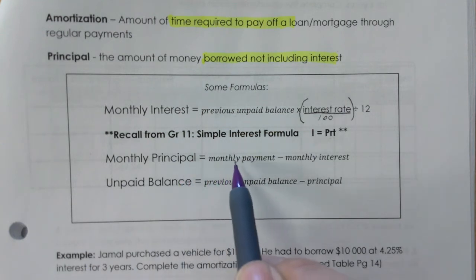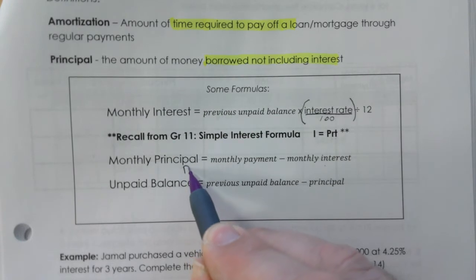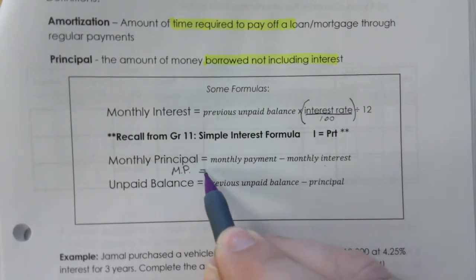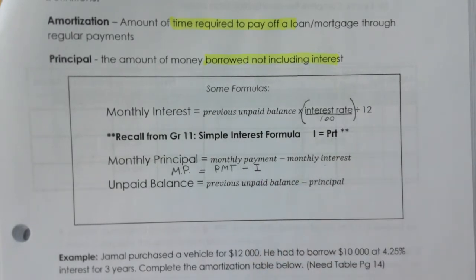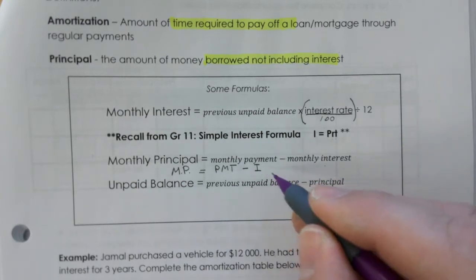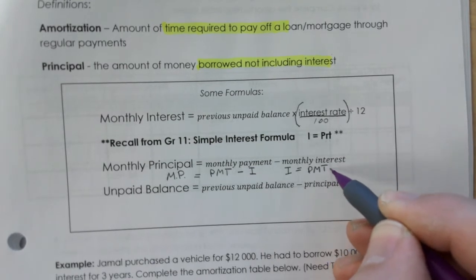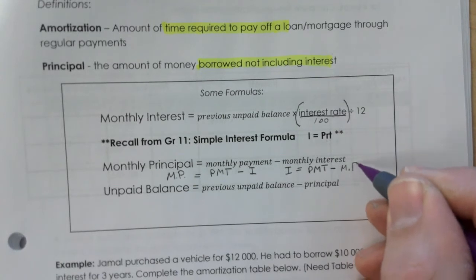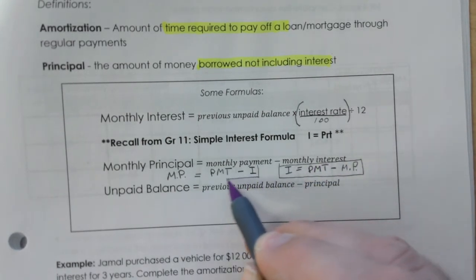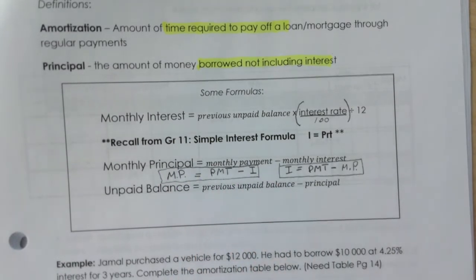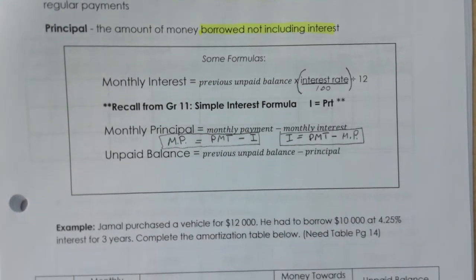Monthly principal would be the payment minus the interest. So the monthly principal, the MP, is going to be equal to the payment minus the interest you've paid. And you can also, from this, derive that the interest you pay every month can be obtained by taking the payment and subtracting the monthly principal from it. I will explain to you in the chart how this goes. I'd strongly encourage you to have this on your study sheet, like how to fill out one of the charts. Unpaid balance is previous unpaid balance minus the principal. So these are formulas that you're going to need for an amortization table. Okay.